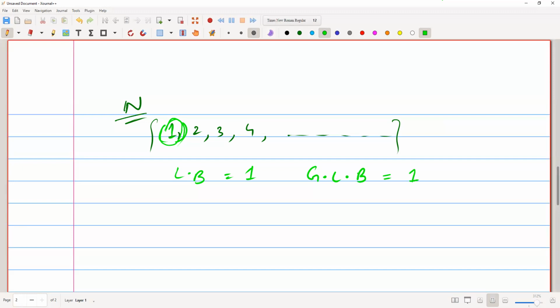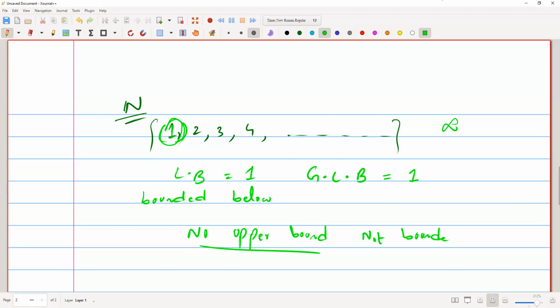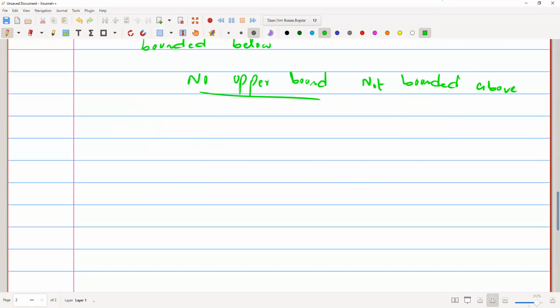And so it's bounded below. We call it bounded below because this set has a lower bound. But for the upper bound, this is going to infinity and we don't know what the upper bound is. So this set has no upper bound. If it has no upper bound, then it has no least upper bound. Therefore, this is not bounded above. So this set is only bounded below. The set of natural numbers is bounded below.